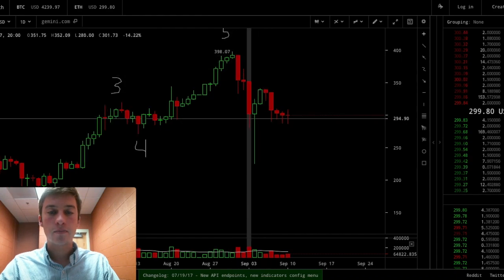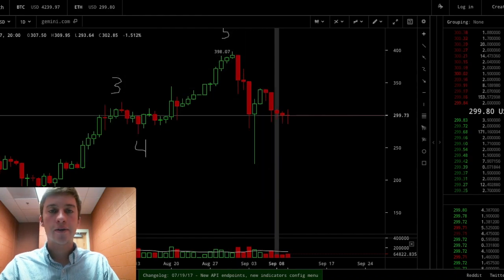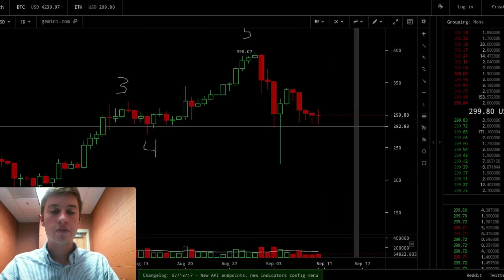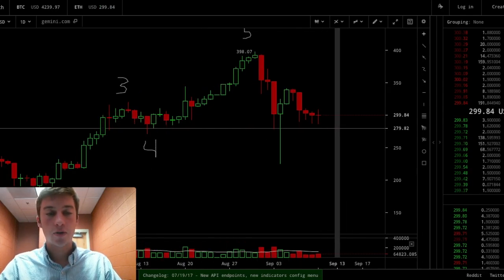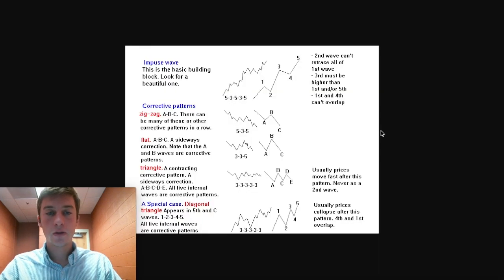After this A, B, C zigzag. So like I mentioned, there are two other patterns of Elliott wave theory corrections, and I'm going to show you guys them right now. So I'm using this site right now, which is stocks.fi, and I will be attaching this in the description as well, if you want to check that out.